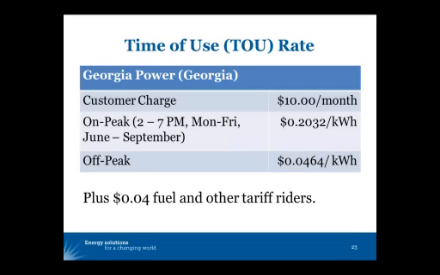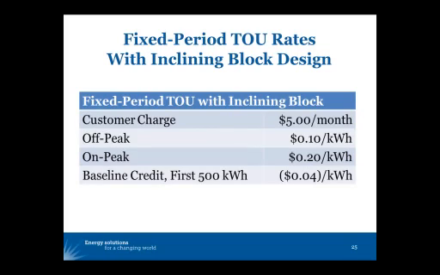So the customer who actually uses less than 500 kilowatt hours a month is seeing an effective rate of 6 cents off peak and 16 cents on peak, and everybody above 500 would see 10 and 20, but still get that credit for their first 500 kilowatt hours, providing a powerful signal that usage above 500 is more expensive, and a powerful signal that usage on peak is more expensive. So that's sort of the simple residential rate designs.